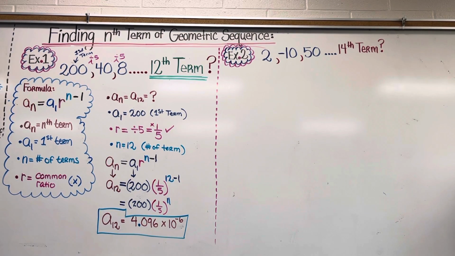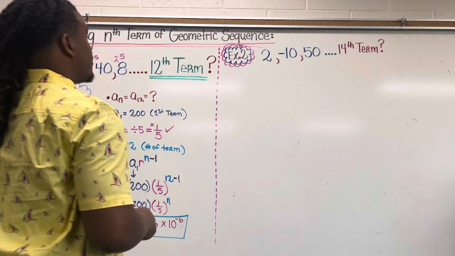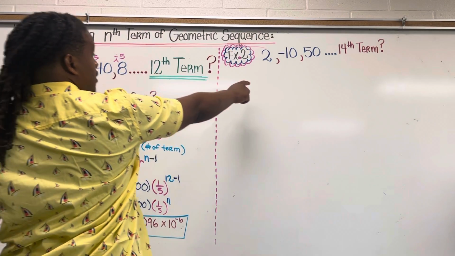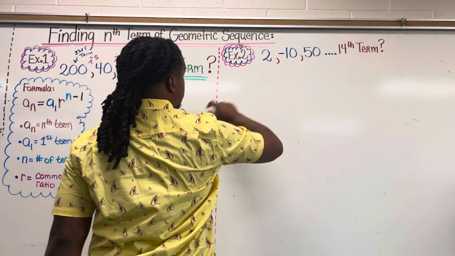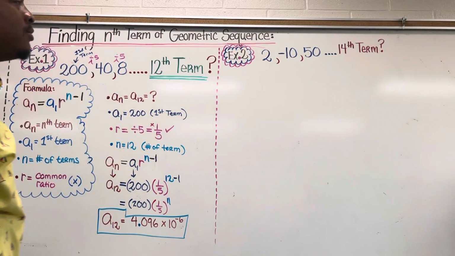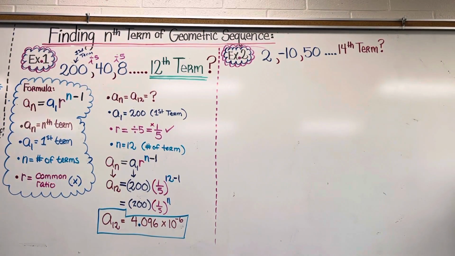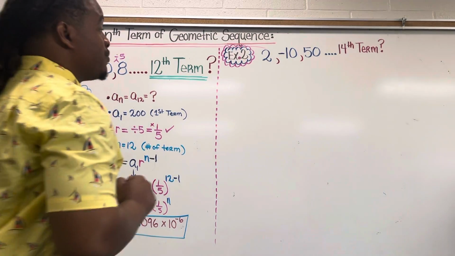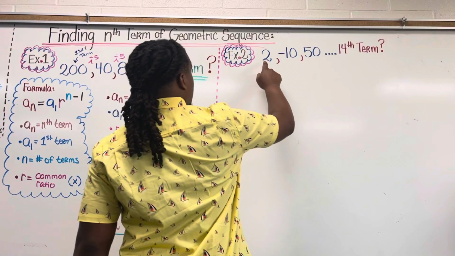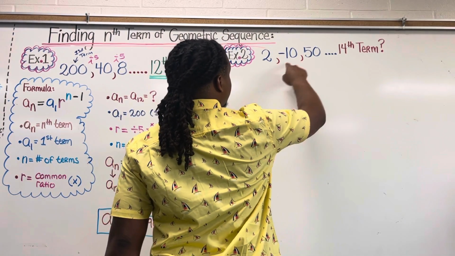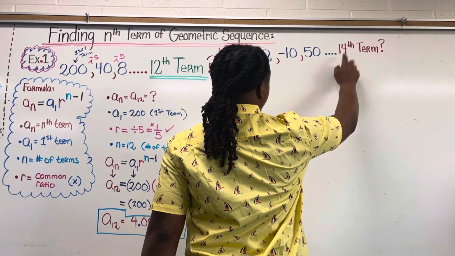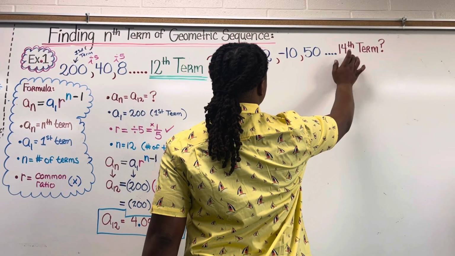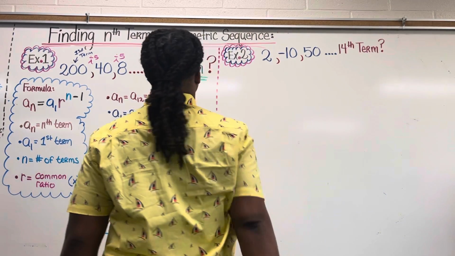I want to go over example 2 of how to find the nth term of a geometric sequence. In example 2, we have this sequence of 2, -10, 50, and so on, and we're trying to figure out what would be the 14th term within this geometric sequence.